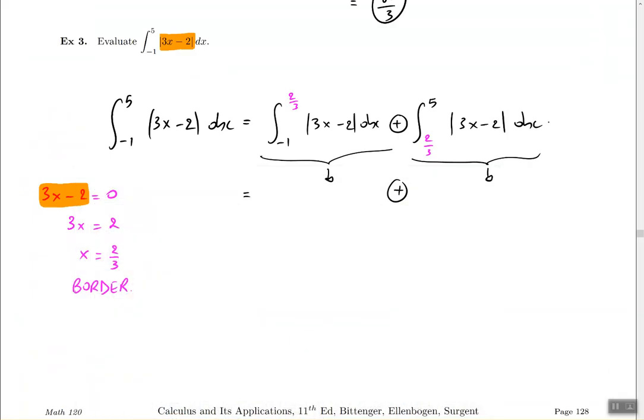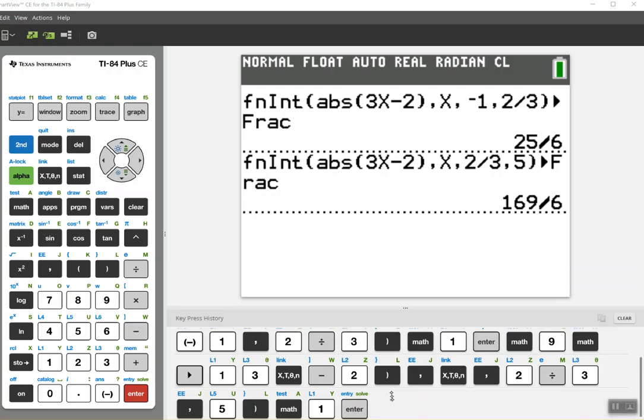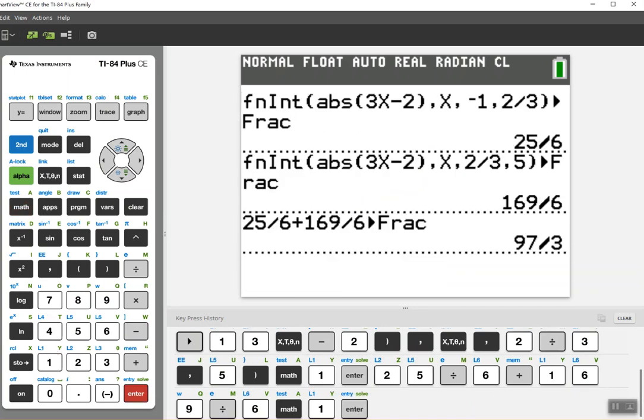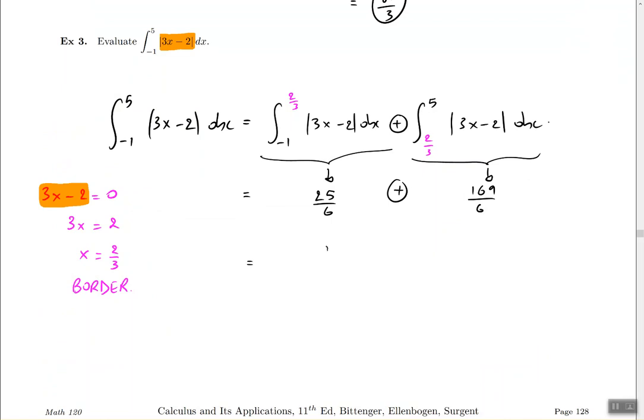The answer is 169/6. So the first fraction was 25/6 and the second fraction was 169/6. And so combining the two fractions together gives us the total that we're looking for, 97/3. So the total area is 97 divided by 3.